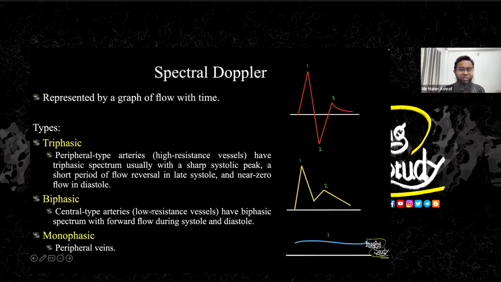So biphasic means two phases. It may be from the baseline in the same direction or different direction. There will be two phases. Like here, we have a positive systolic component and a positive diastolic component. It may be a reversed component also. So this is biphasic, which is very commonly seen in the central type of or low resistant vessels. In case of monophasic, there will be a single flow, and you can't detect the systole or diastole quite well here. And this is commonly seen in the peripheral veins.